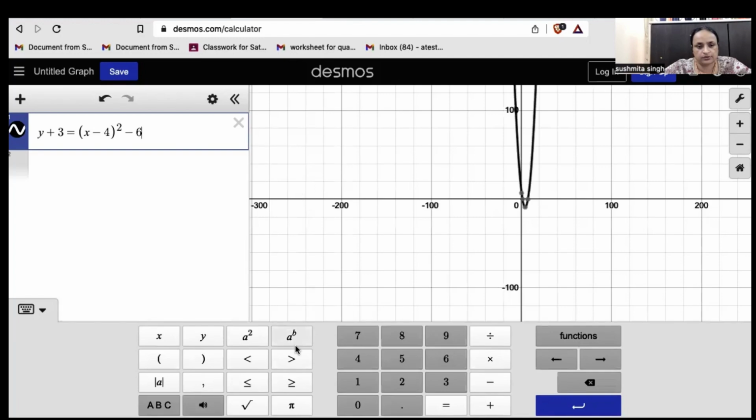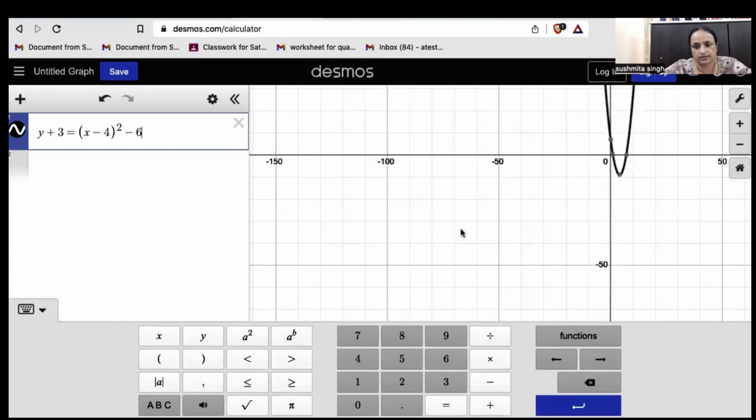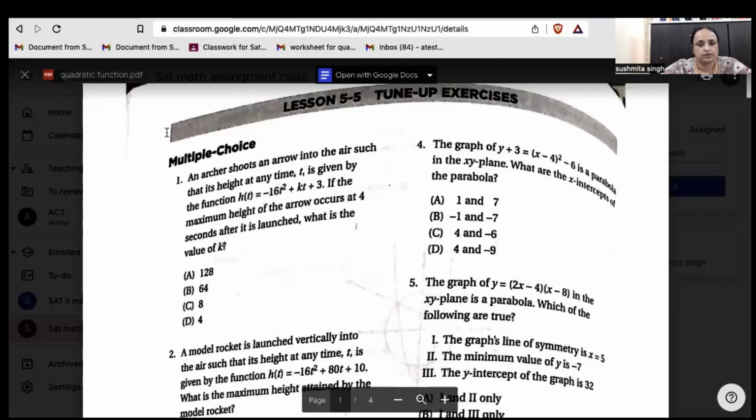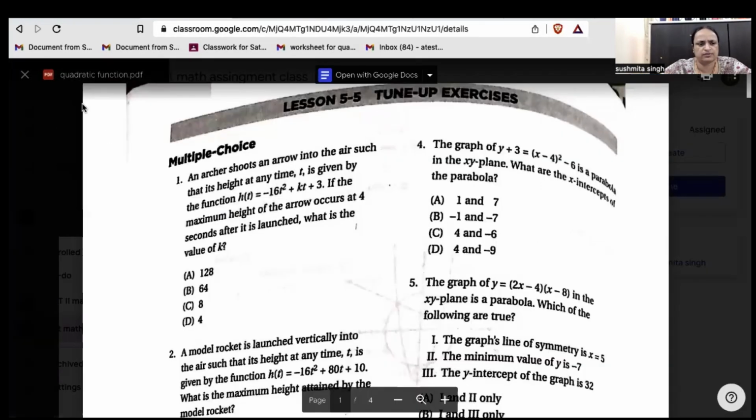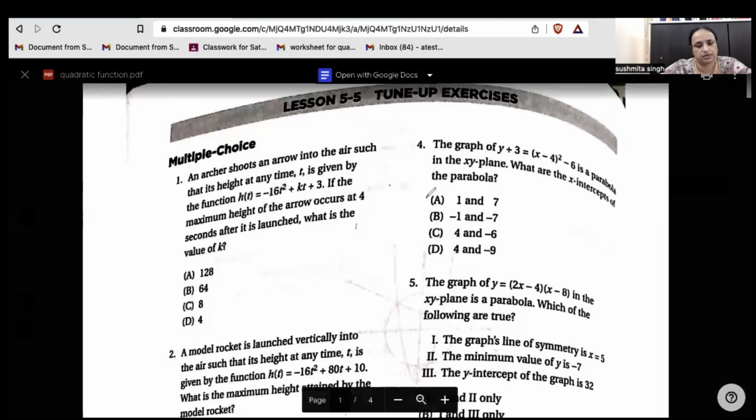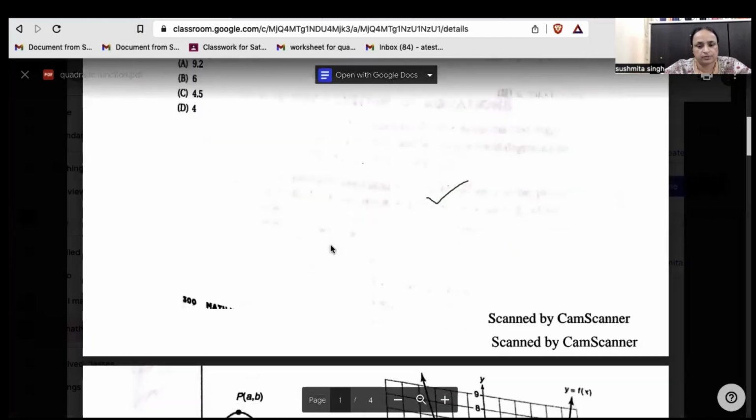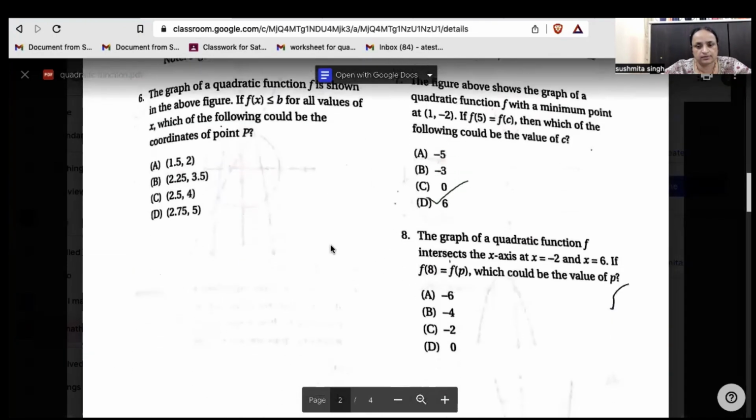So we saw the graph. We have to find the x-intercepts. You can see one is (1, 0) and the other is (7, 0). So the answer is 1 and 7. So even if you don't know how to do middle term splitting or you don't know how to factorize, it's pretty fine. We can manage without that in our SAT.